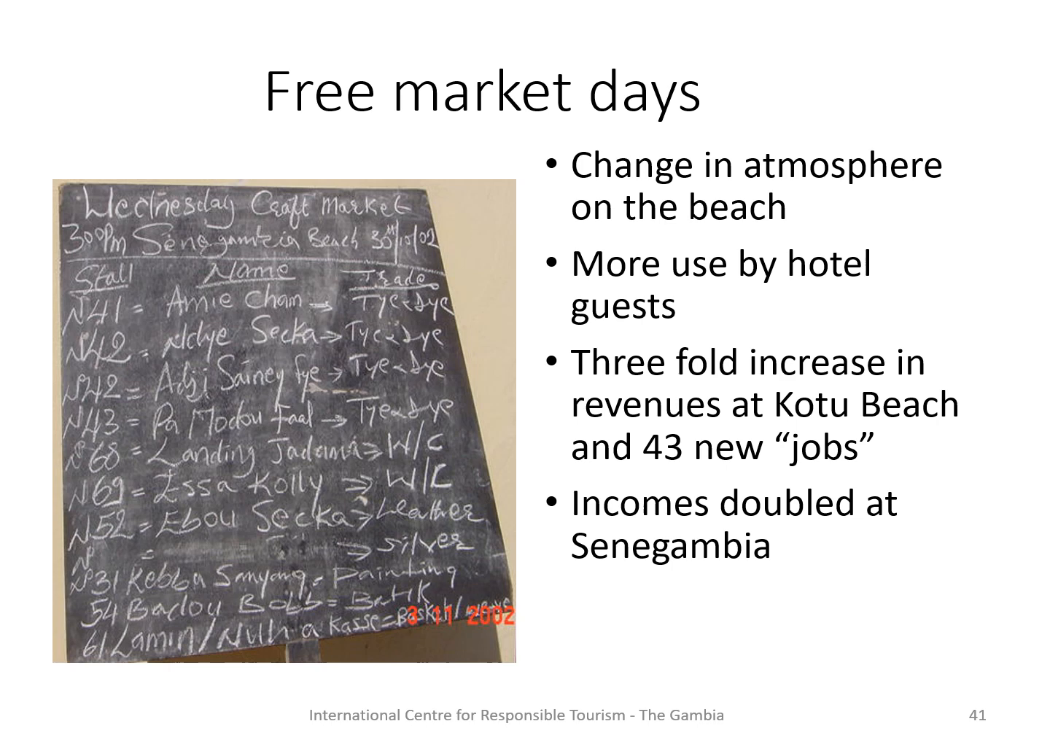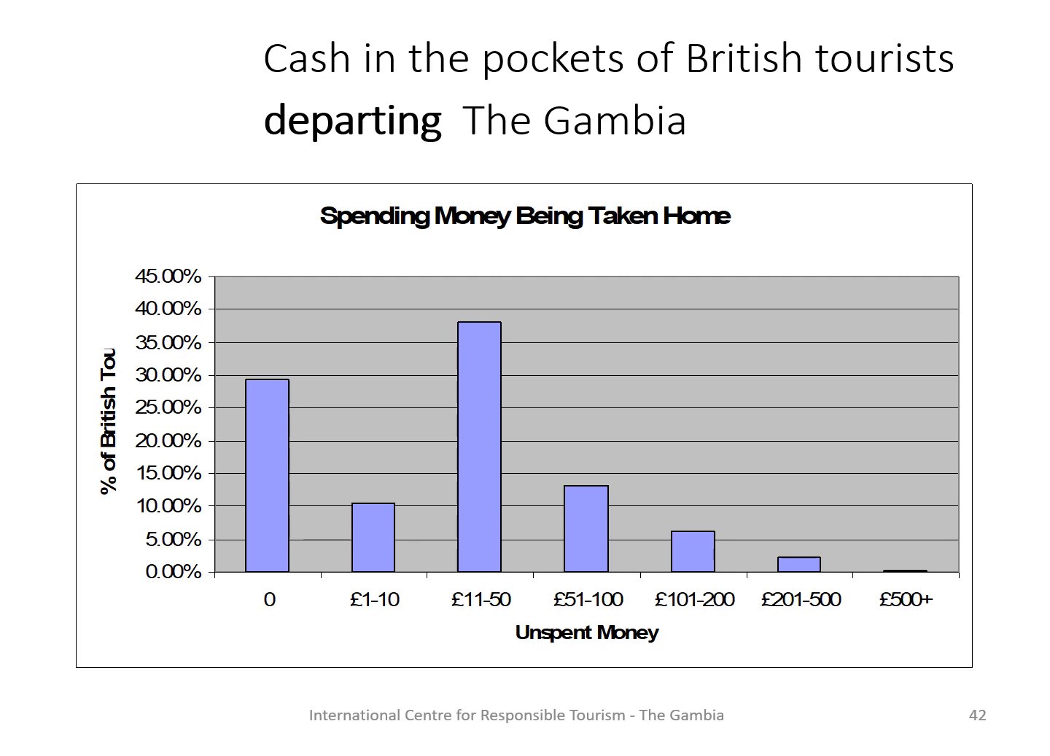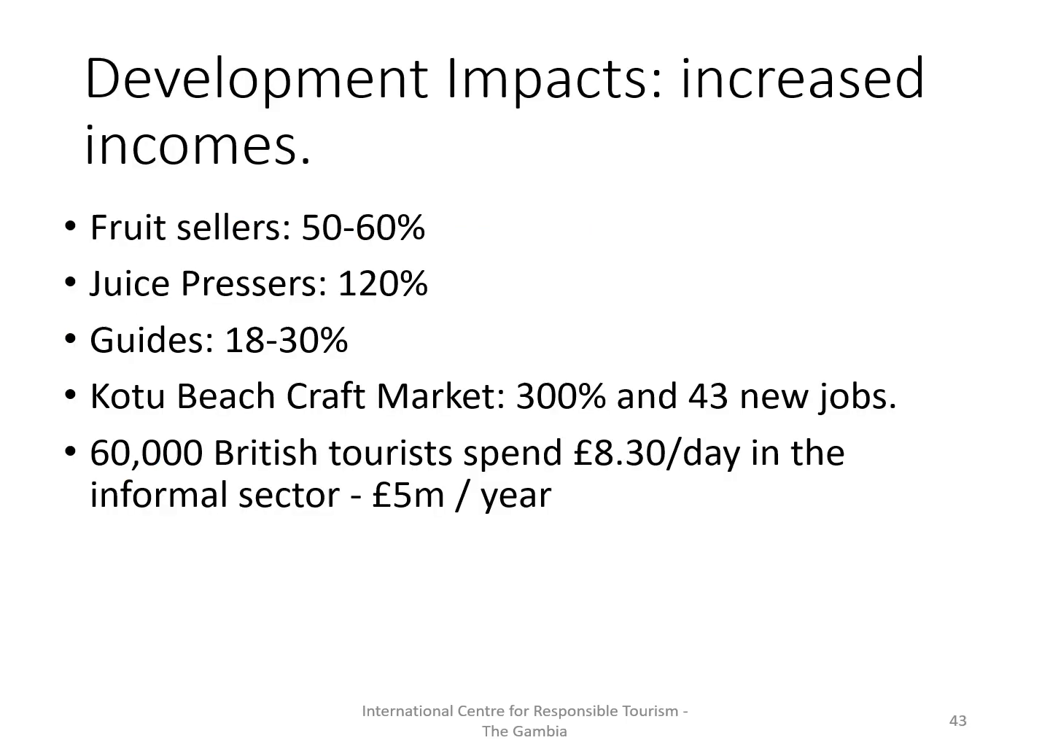Free market days, really important. More use by hotel guests, a threefold increase in revenues at Coatue Beach, 43 new jobs, and at Senegambia incomes doubled as a consequence of the free market days. And if you look at the success, this was based on survey research in the departure lounge, you can see that 30% of the tourists were leaving having spent all of their spending money before they left. And really the Gambian informal sector was very successful at selling to British tourists, thus meaning that the money was captured in the Gambia rather than taken home by the tourists.